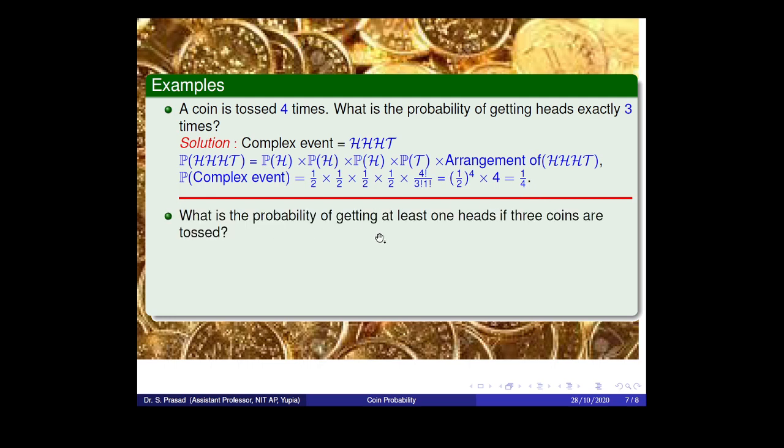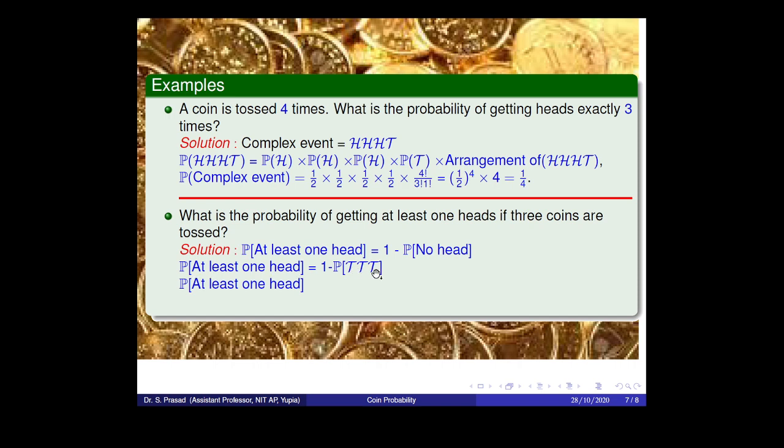What is the probability of getting at least one head if 3 coins are tossed? At least one head if 3 coins are tossed. Now in this way we can write the probability of at least one head. So we go directly for 1 minus probability of no head, and probability of no head means we can write TTT. After that we write 1 minus, and here is the complex event: probability of T into probability of T into probability of T into arrangement of TTT.